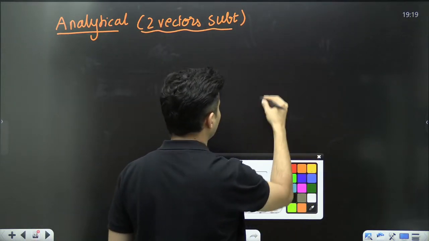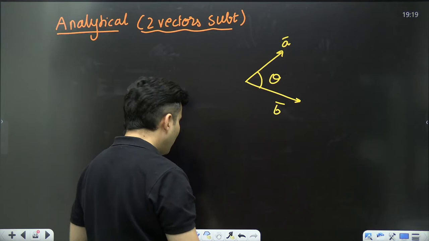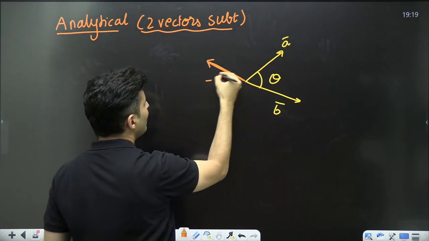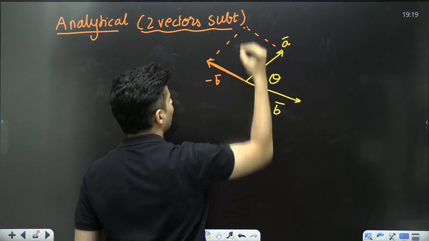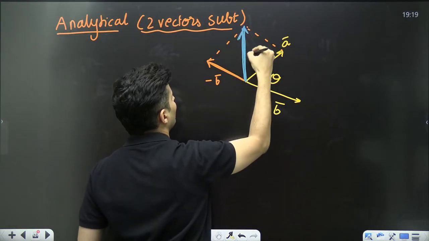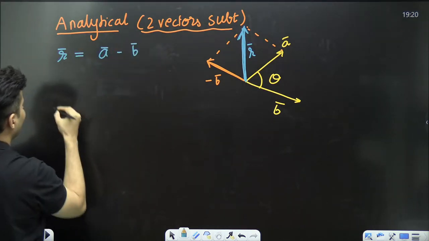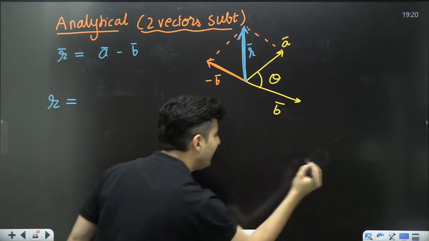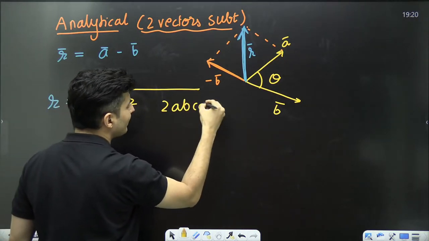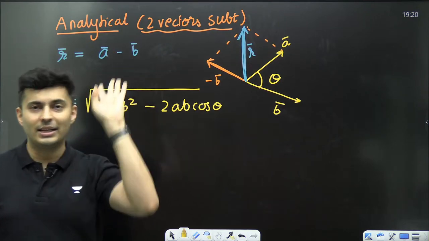Imagine this is vector A, this is vector B, the angle between them is theta, but you want to find A bar minus B bar. So you first take the negative vector, minus B vector, then you complete the parallelogram and see what the resultant is. Let's say this is your resultant. So R bar, if it is A bar minus B bar, then the value of R, my dear warriors, is very similar. It is still A square plus B square and 2AB cos theta, but the main difference is you put a minus sign. For vector addition it is plus, for vector subtraction it is minus. That's all.